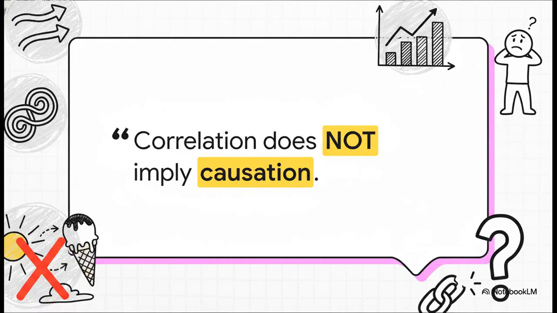So here it is, the golden rule. This is the mantra you need to repeat to yourself every time you see a chart or read a headline. Correlation does not imply causation. Just because two things happen to move together does not ever mean that one is causing the other.